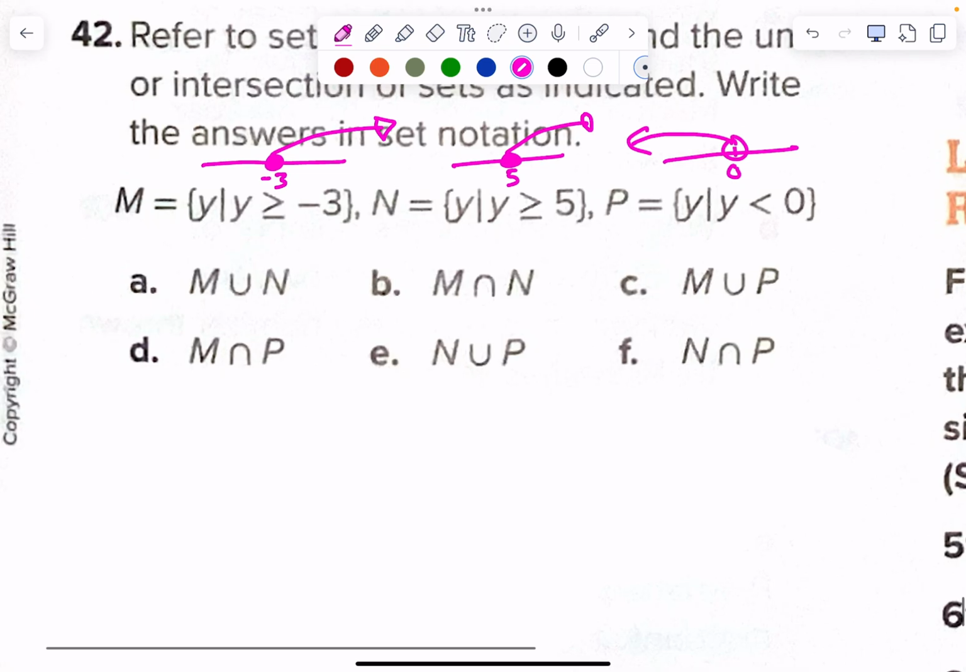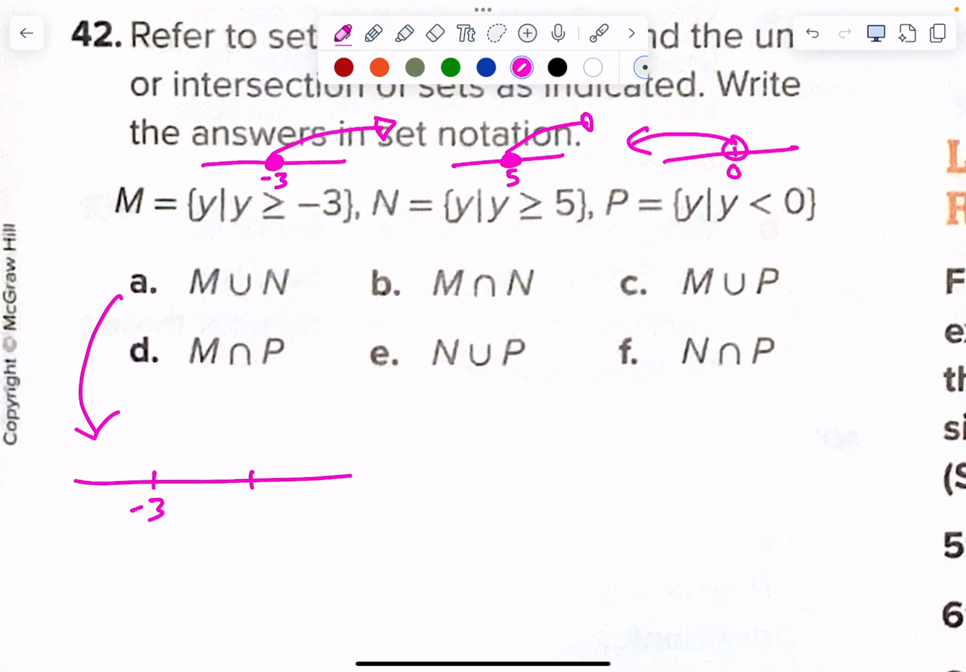All right, so on part A, they want M unioned with N. So I want these together. For part A, I'm gonna map them down here. I've got -3 here, I've got 5 here. Closed circle, this way, this way. If I union them together, what do they own? They own all of this, right? So from -3 to infinity, bracket here, paren. Part A, okay?